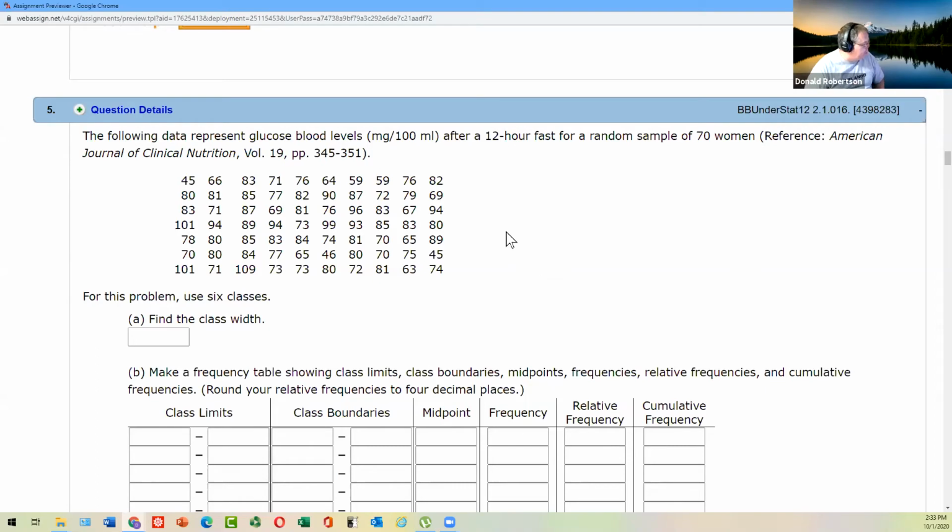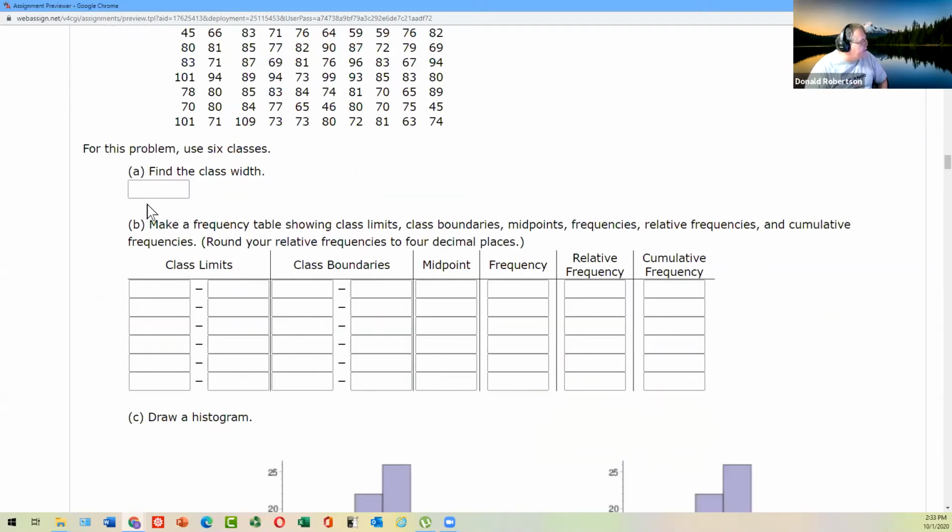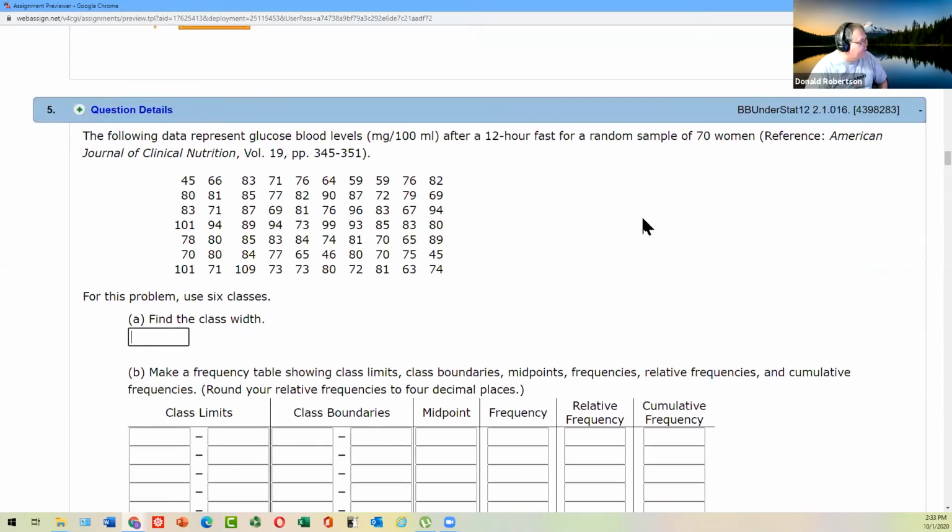So let's start off with, how do you find the class width? Well, you're going to take all this data, all these numbers, and break them into 6 groups or classes. As I check this, there's 1, 2, 3, 4, 5, 6, 7, 8, 9, 10, 2, 4, 6, 7. So there are 70 numbers being split into 6 groups.